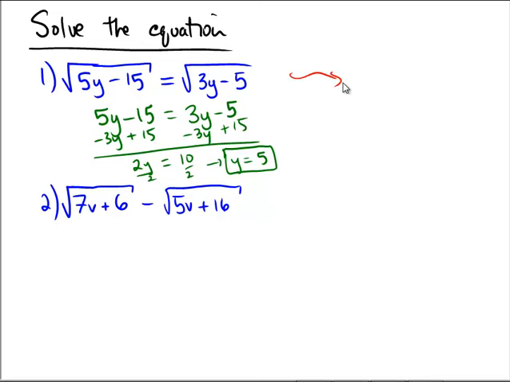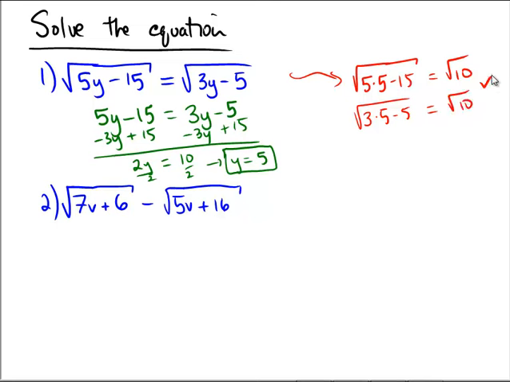So over here, I'll take the square root of 5 times 5 minus 15. 5 times 5 is 25 minus 15, so we get square root of 10. And on the right hand side we get 3 times 5 minus 5, which is 15 minus 5, and that's 10. So it checks. So y equals 5 is the correct answer. If you ended up getting two things that were not the same, that would become an extraneous solution.